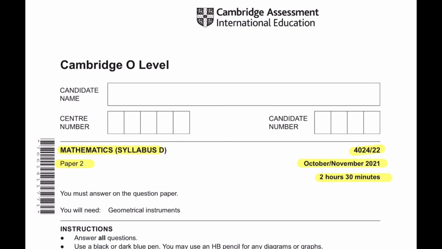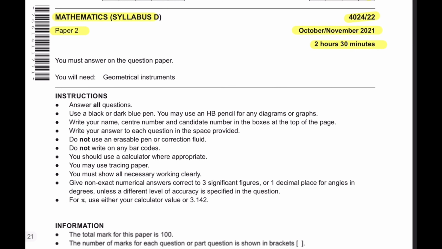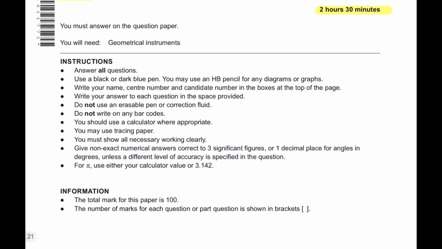Before starting, you must write your candidate name according to your statement of entry. You must write your center number here. You must write your candidate number here. Then go through all the details mentioned here. You must answer on the question paper and you need geometrical instruments.